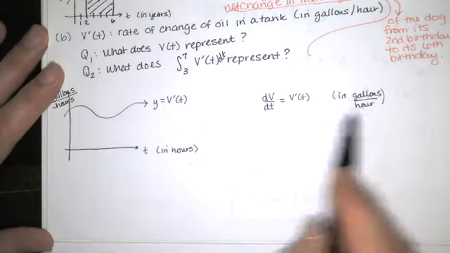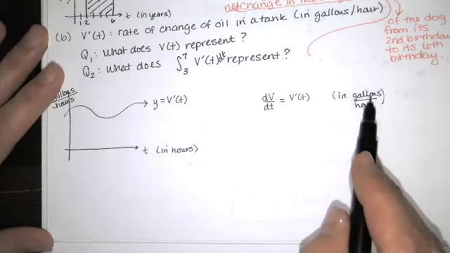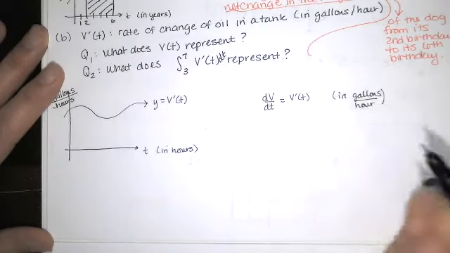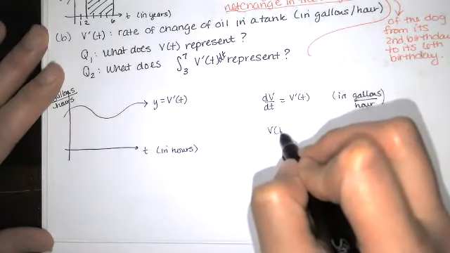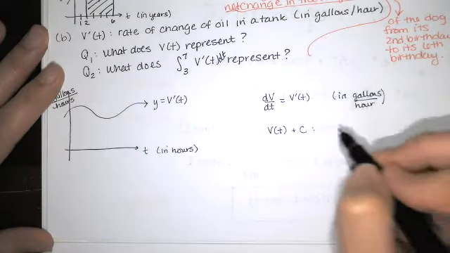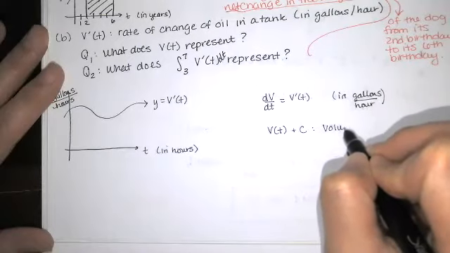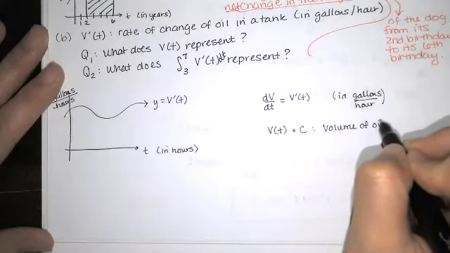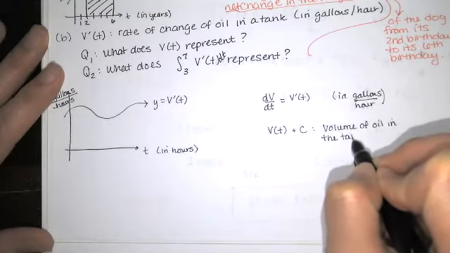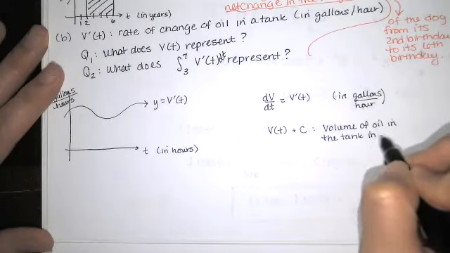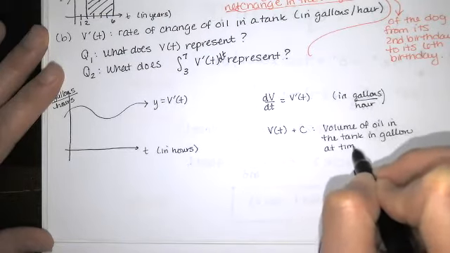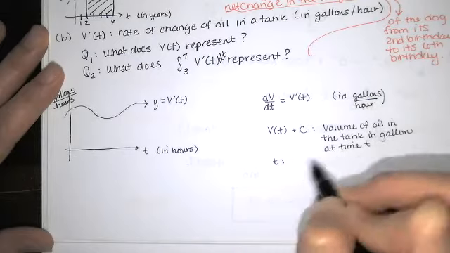T must be measured in hours, volume must be measured in gallons, excuse me. So if I take the antiderivative of this, I must get that V of t plus c, where V of t represents the volume of oil in the tank in gallons at time t, where t is measured in hours.